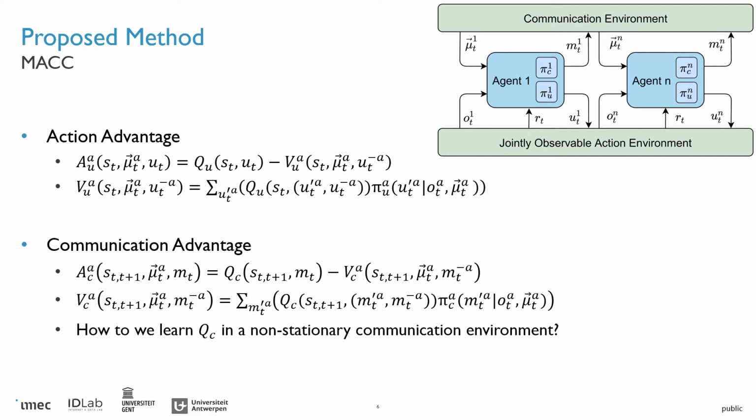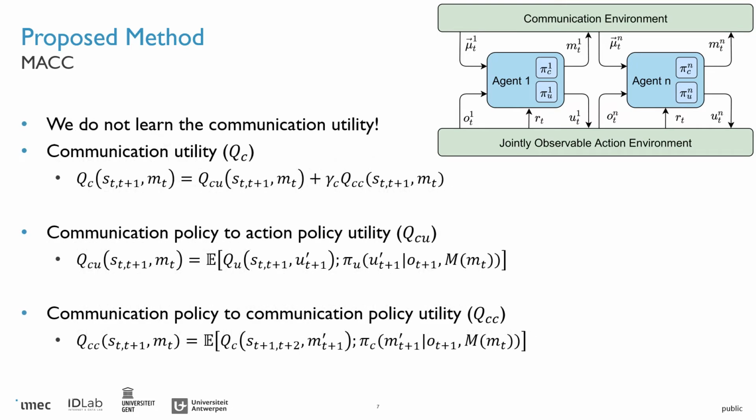But how can we learn a communication Q function in a non-stationary communication environment, which is non-stationary because the policy of the other agents will change the utility of a certain message? We will not learn the communication utility, but we will use the policy of the other agents and the action utility to calculate it. The communication utility can be split up in two separate utilities.